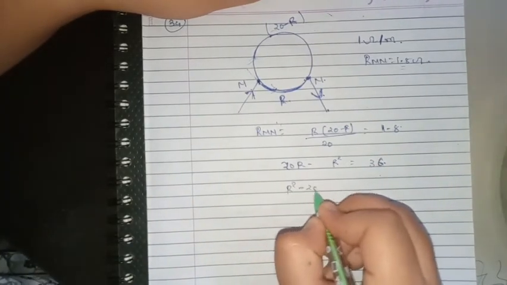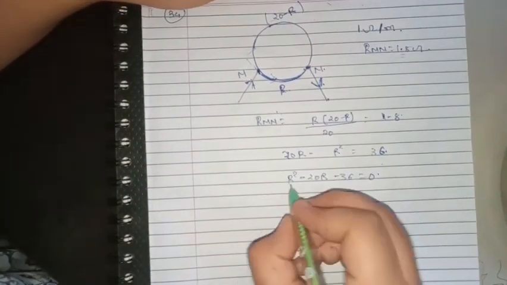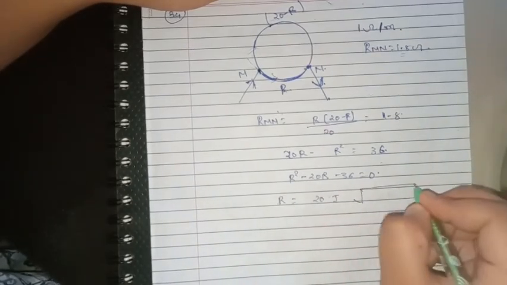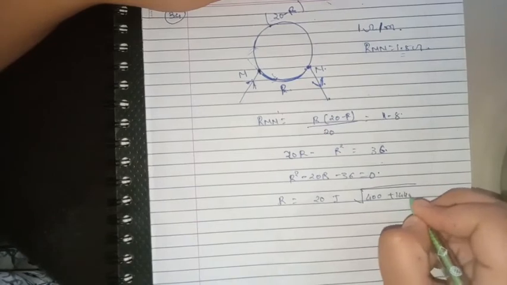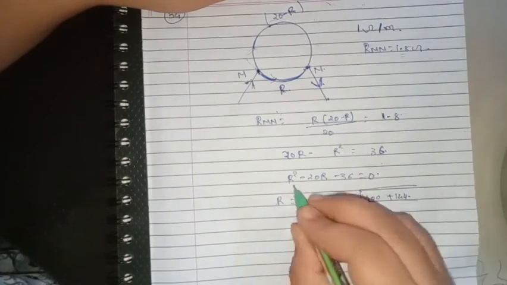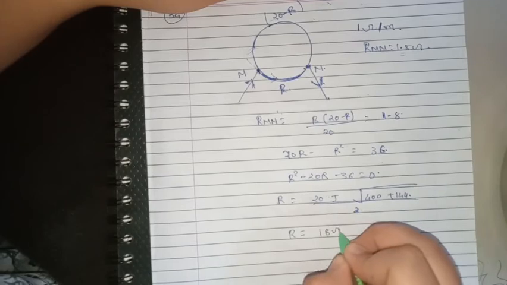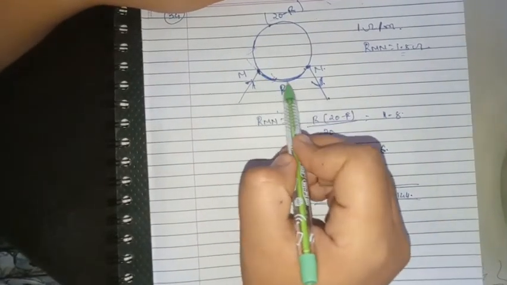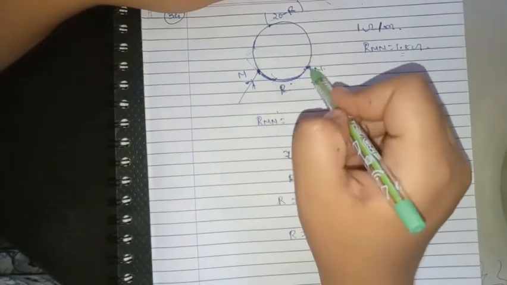So R square minus 20R minus 36 is equal to 0. To find the value of R, R is equal to 20 plus or minus under root 400 plus 144, using the formula minus b plus or minus under root b square minus 4ac divided by twice a. So the value of R will be 18 ohm and 2 ohm. As this part has shorter length, its value will be 2 ohm and this will be 18 ohm.